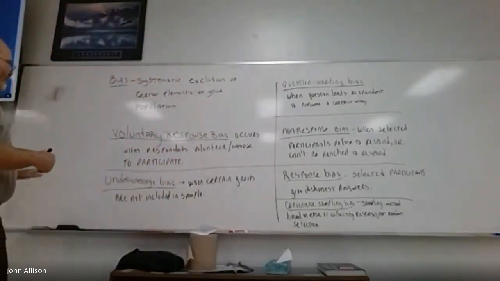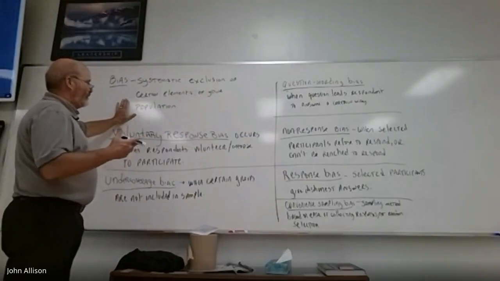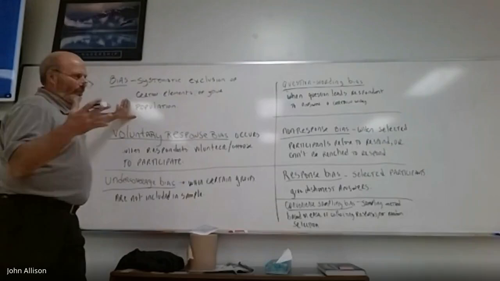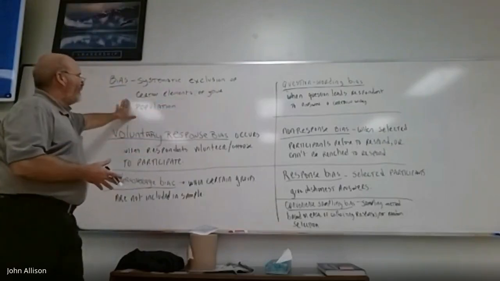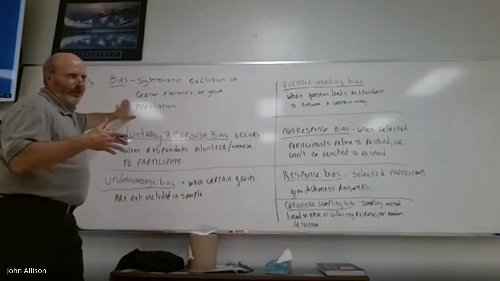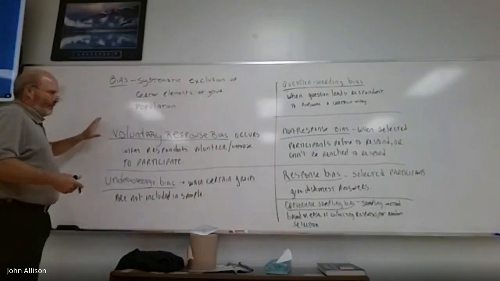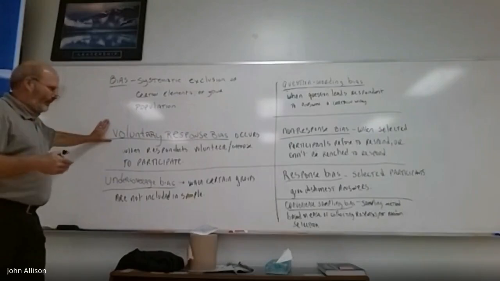So remember, bias is when you systematically exclude certain elements of your population, or systematically exclude responses from certain elements of your population, or inadvertently push people toward a certain response. Bias is anything that basically corrupts the data you collect to give you an untrue or a bad estimate. We have different kinds of bias. Voluntary response bias occurs when the respondents in your poll, or the people or objects you select to measure, volunteer and choose to participate.